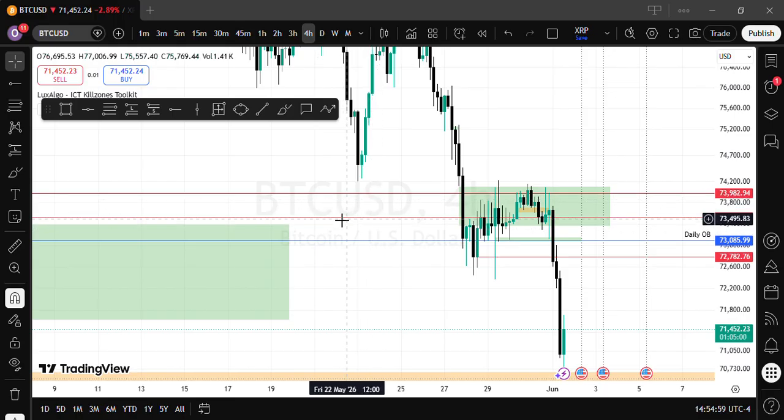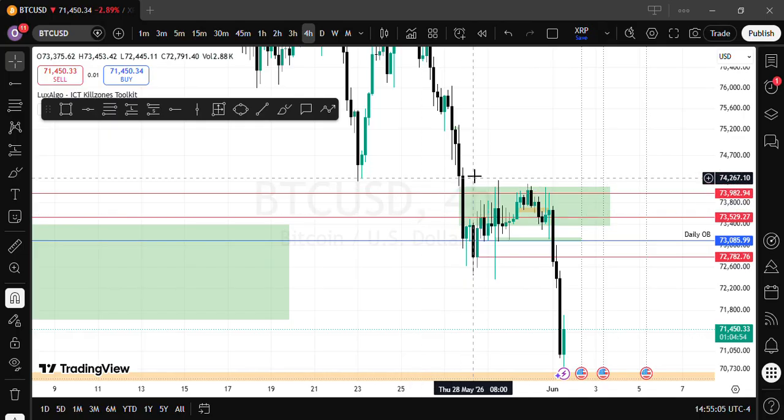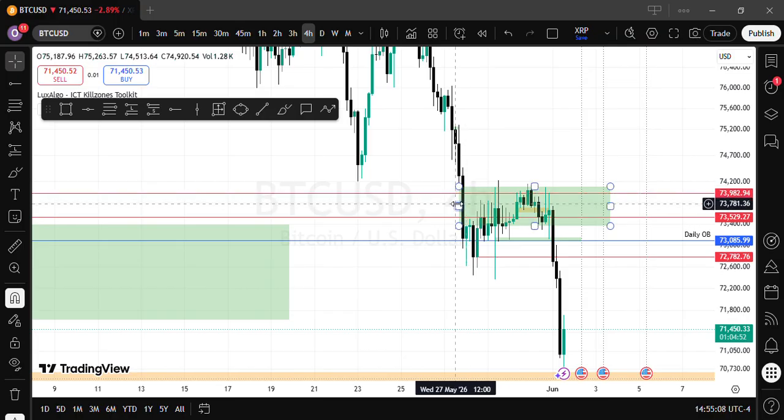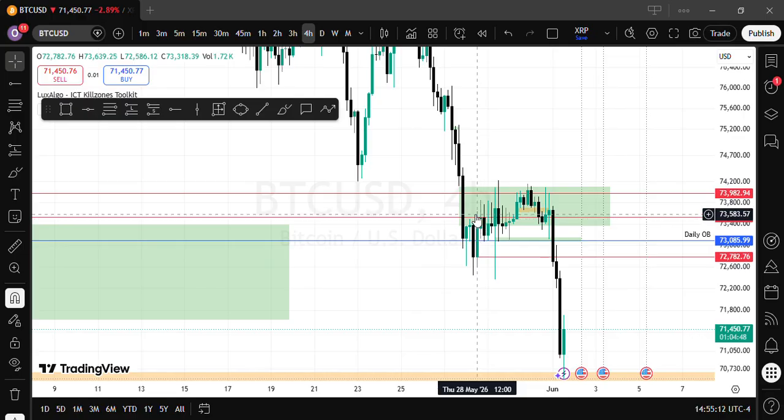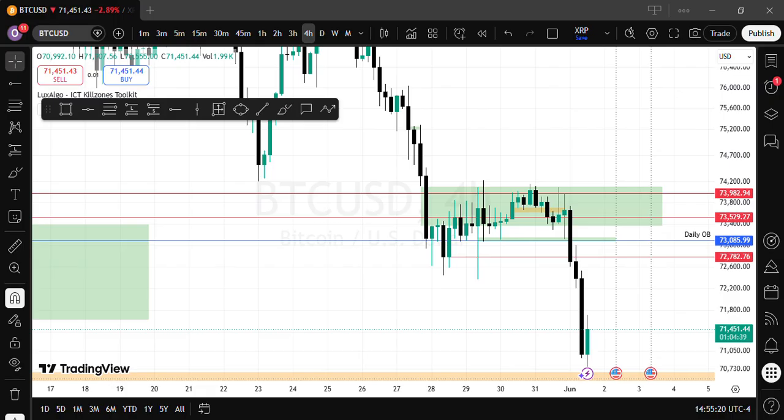I talked about this and this became a reverse fair value gap. I remember talking about this reverse fair value gap in my last video. Now, on a norm, if you were to take a trade on this reverse fair value gap, you will enter at the bottom of the reverse fair value gap and put your stop loss at the candle that invalidated the fair value gap. This black candle, that's what invalidated it. So enter here, put your stop loss above here.